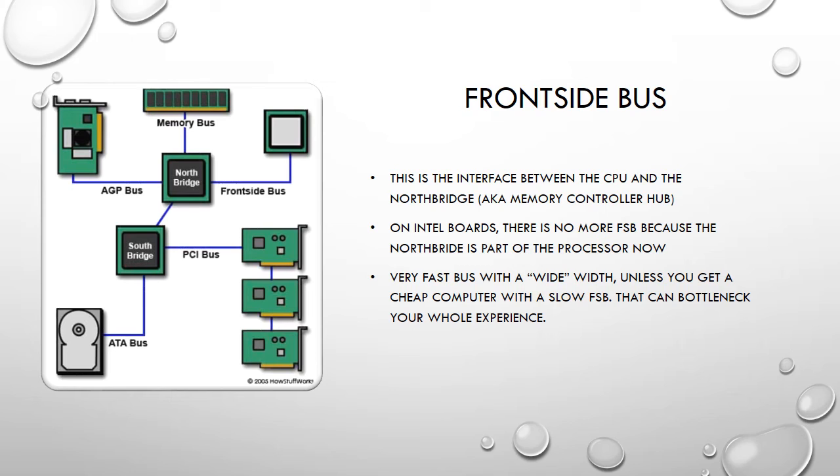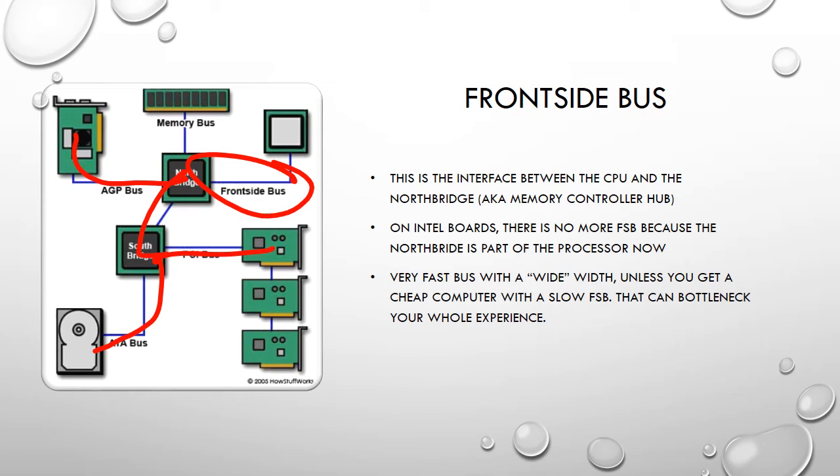Because if that is slow, that bottlenecks the entire computer. Because if you take a look, everything goes through the front side bus. The front side bus is sort of like the I-5 of communications here, because everything goes through Southbridge, but look, PCI bus goes through Southbridge, ATA bus goes through Southbridge, but then it goes through Northbridge.